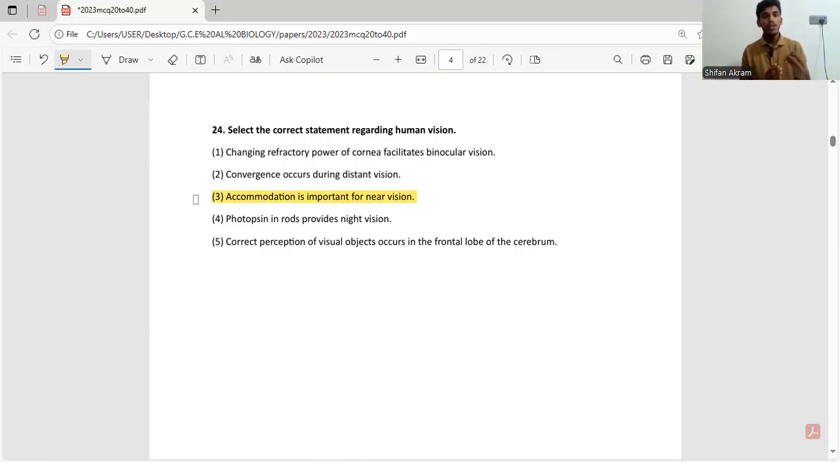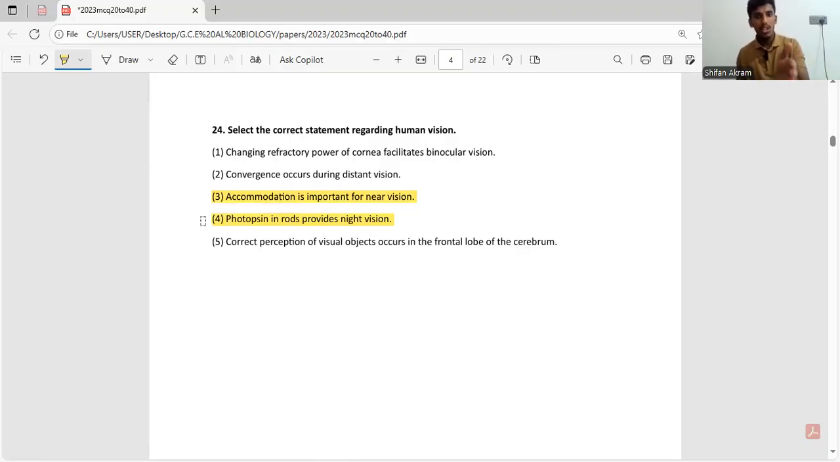Okay, fourth statement, photopsin in rods provides night vision. We know there are two types of pigments in the eye: photopsin and rhodopsin. Photopsin is usually found in cones, not in rods. Again, that statement is wrong. The pigment that is found in rods is rhodopsin, not photopsin. So rhodopsin in rods provides night vision. Photopsin is usually involved in the detection of color light, mainly red, green, and blue colors.